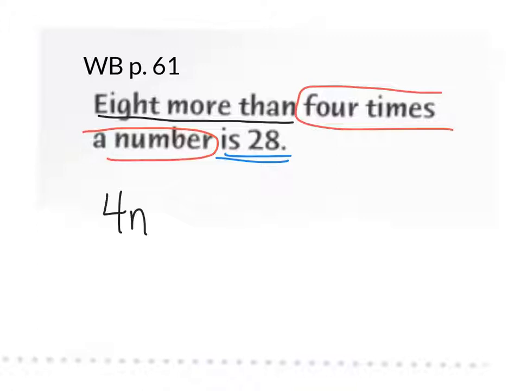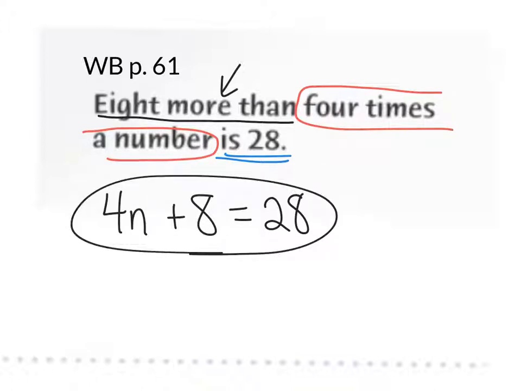somebody asked about should we define our variable. In this case, we don't really know what our number is representing. We could say let n represent a number. That's fine. But since we don't really know what it's talking about, we probably don't need to worry about defining it. So it's 8 more than that. So 8 more than that means that we're going to add, and then is means equals 28. This is the preferred equation for this.